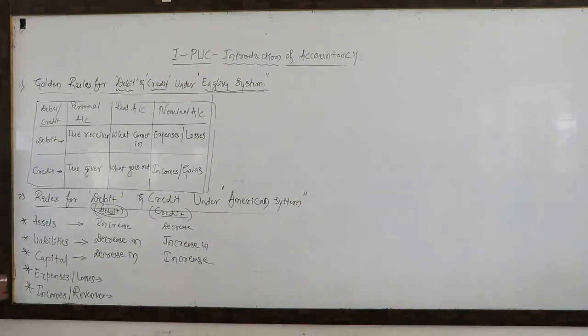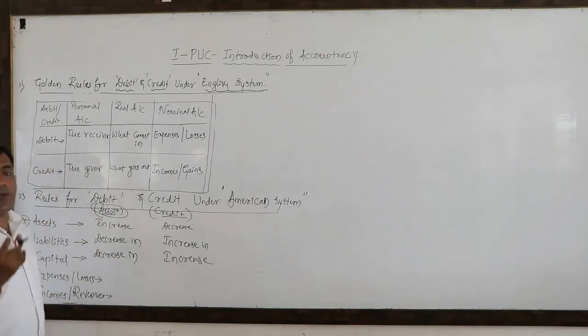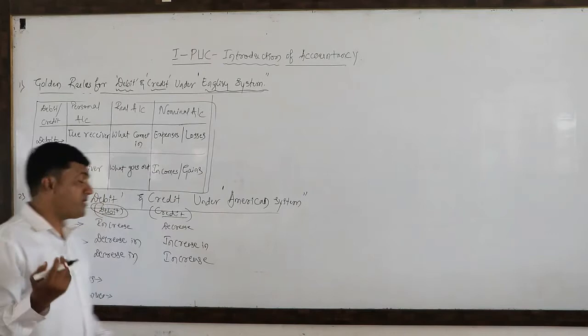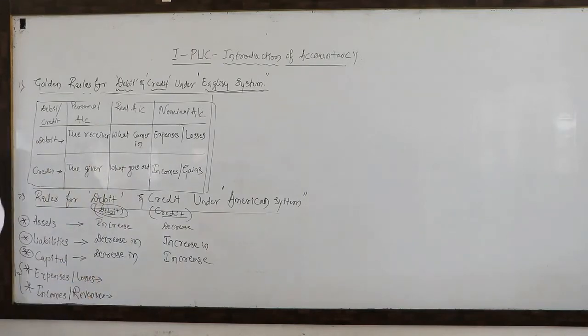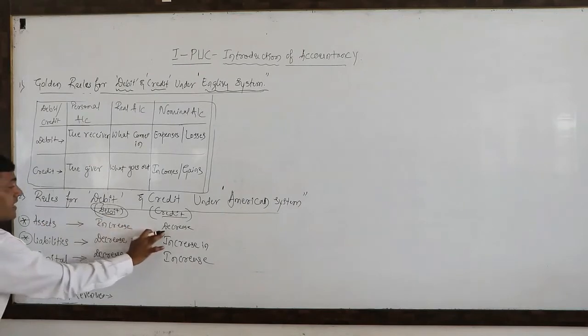Okay, so let us see once again about these 3 points. Later on we will discuss all the rest of the 2 points. The first one is assets. Asset means the properties, the wealth of the organization. Increase in assets, debit. Decrease in assets, credit.